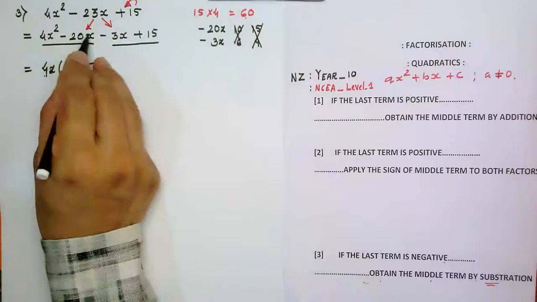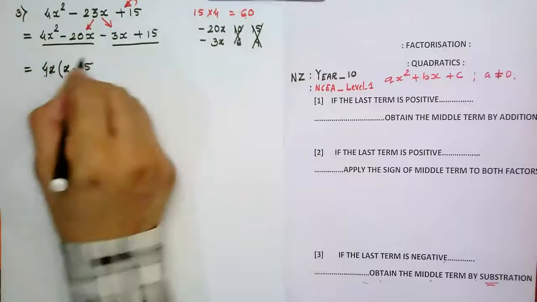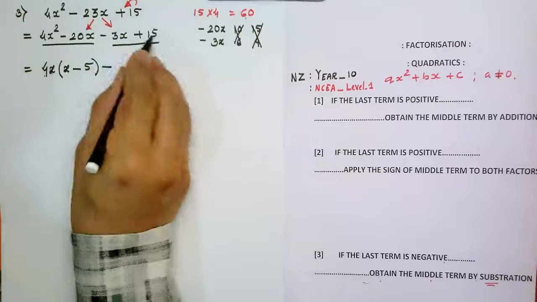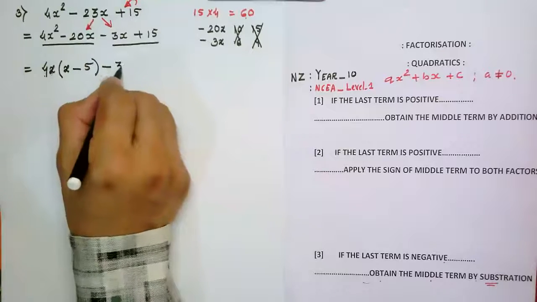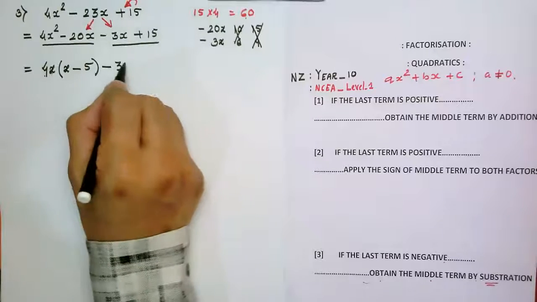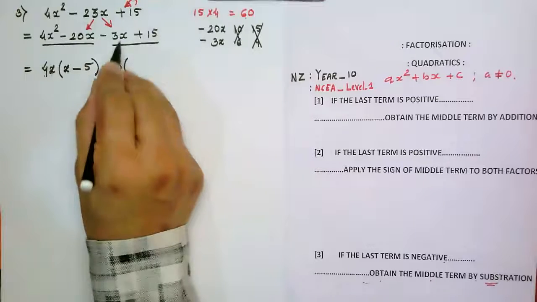This x has been taken common. Minus 3 5s are 15. So 3 is common. X is not present over here, so x cannot be taken common.